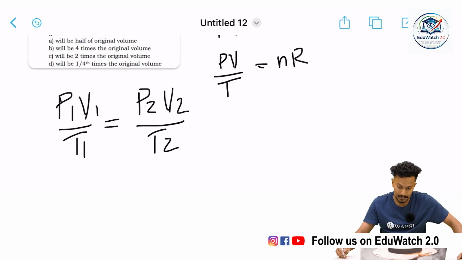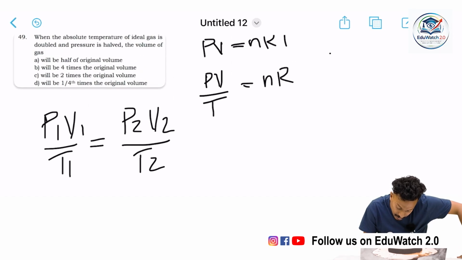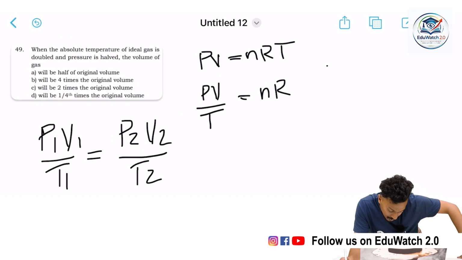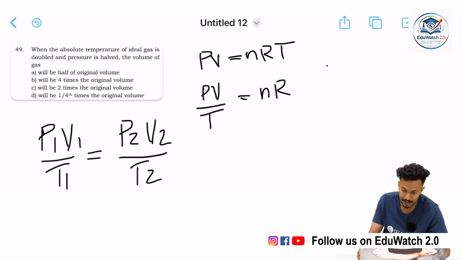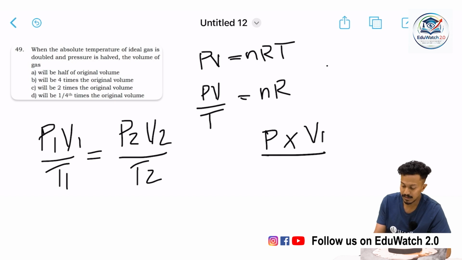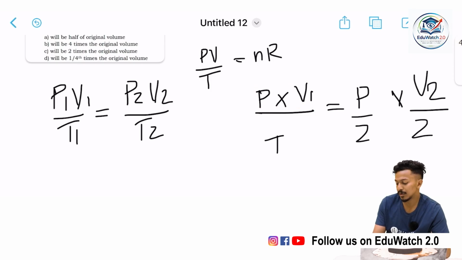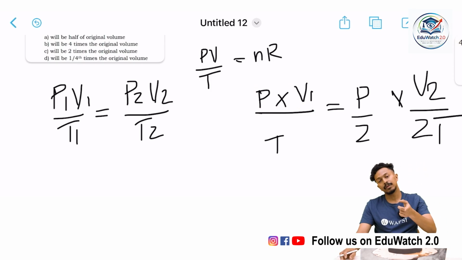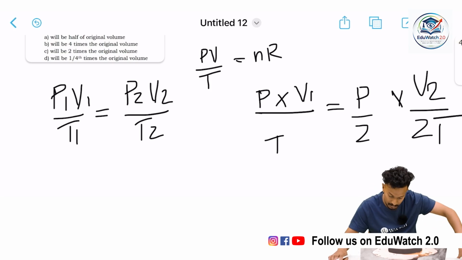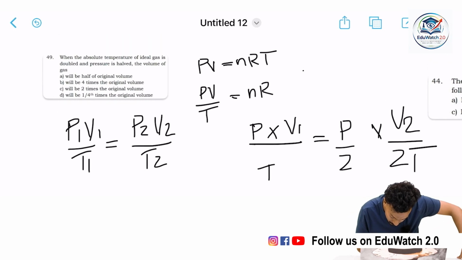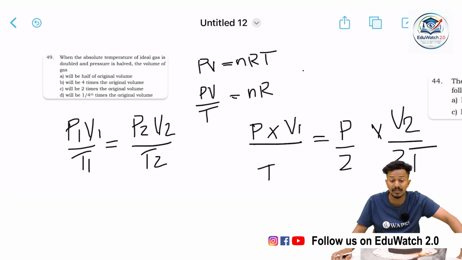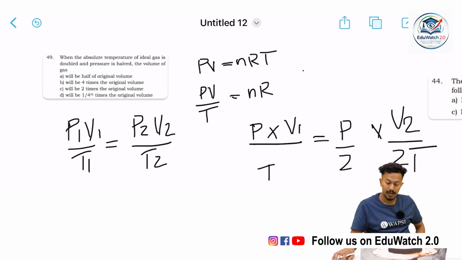No doubts. Okay, then we have, what did we do? Temperature is doubled, so we have 2T. So P into V1 by T is equal to P by 2 into V2 by 2T. We have doubled the temperature and halved the pressure. Am I right? That's what we did, right? Yes. So the pressure is halved.